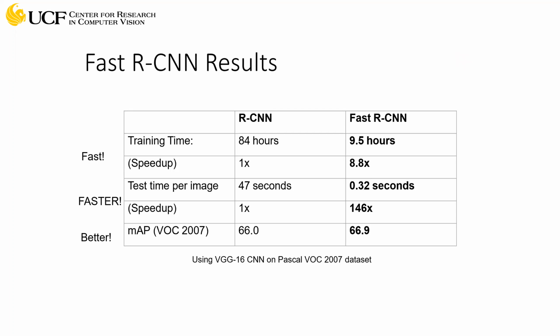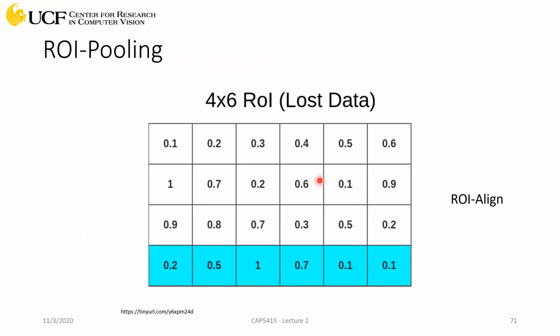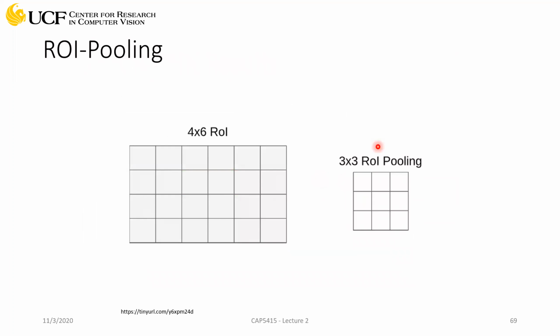Is the voice audible now? Yes. Okay. So, Professor, in ROI pooling, when we are converting from 4x6 to 3x3, how are we converting 6 columns to 3 columns? For every 2 neighboring columns, we are considering them and dividing by 2.